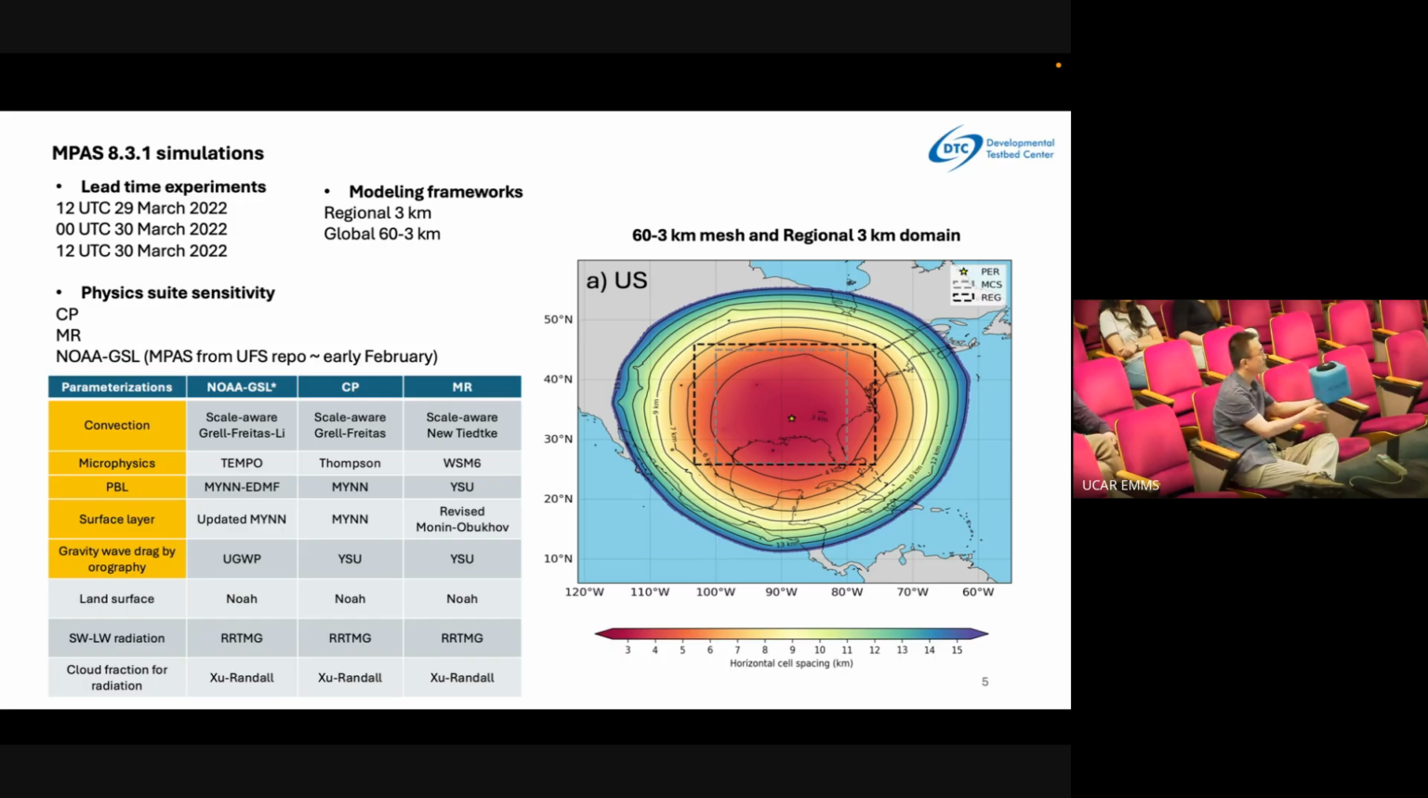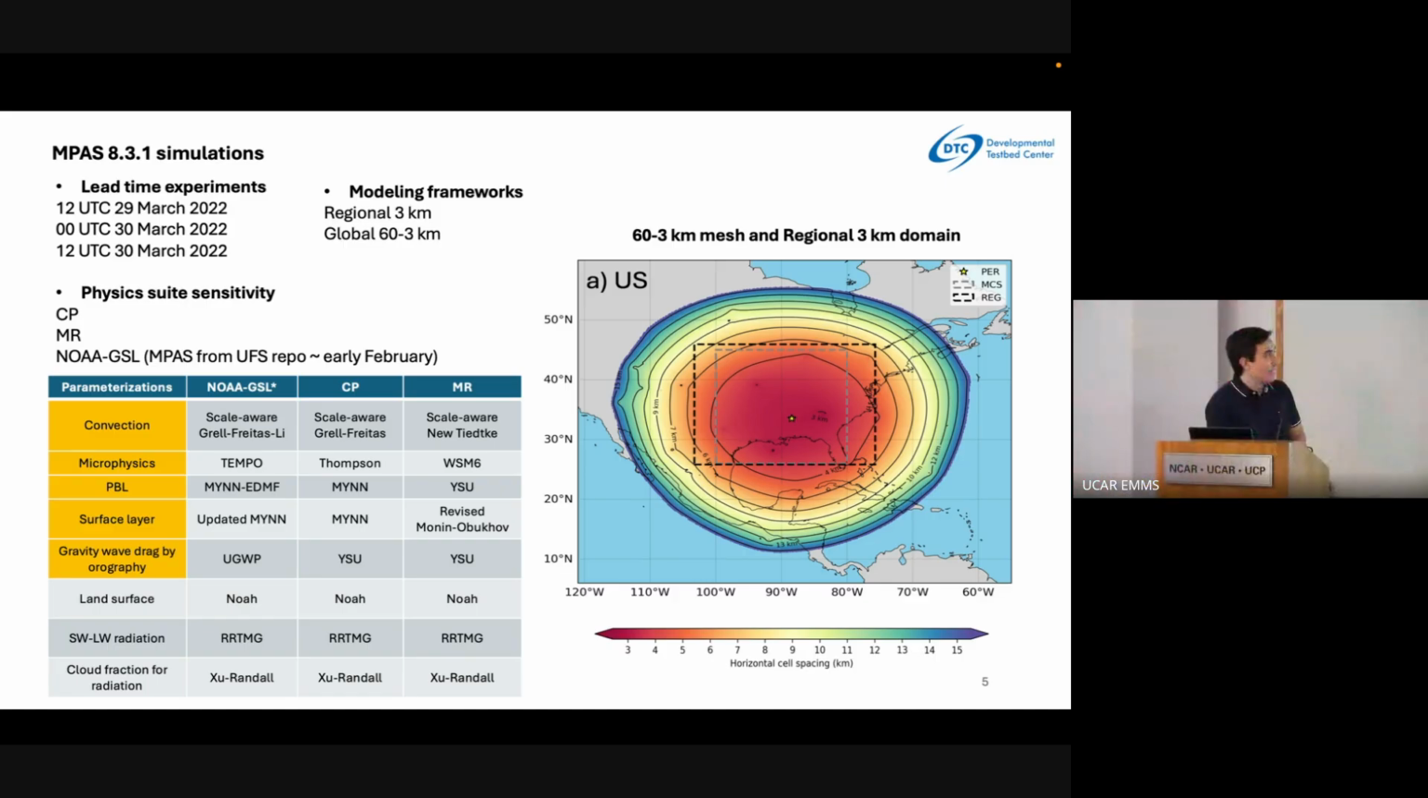All right, thanks. Yeah, if I'm not mistaken, I mentioned it. I made another simulation using a larger domain, a CONUS 3-kilometer domain. Yeah, but it's different. But it's a good suggestion. Thank you.